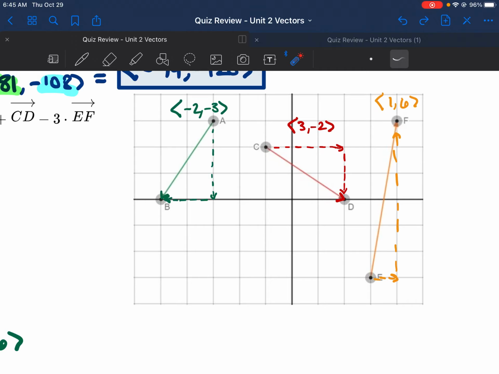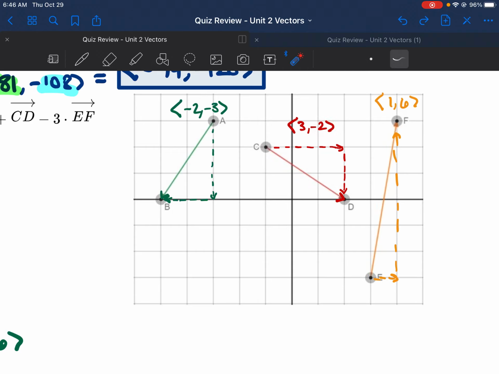So for vector AB, notice horizontally, we had to go to the left twice, which is a negative 2 for that component since left is a negative direction. Vertically, we had to go down 3, so we have negative 3 as our vertical component. For vector CD, C is initial, D is terminal. Horizontally, we had to go to the right 3, so a positive 3 for our horizontal component. Vertically, we had to go down 2, so we have minus 2 for our vertical component.